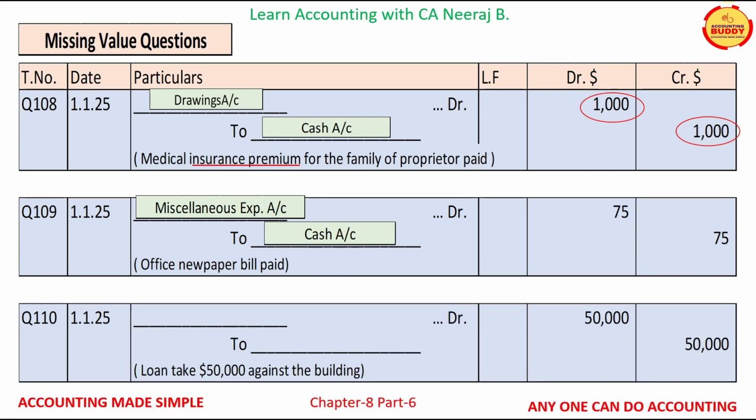Question number 110 is a loan of $50,000 is taken against the building. The journal entry for this transaction will be debit bank account and credit bank loan account.